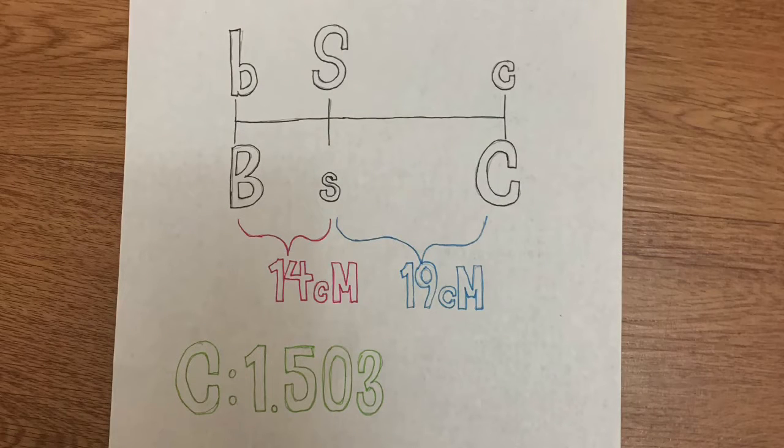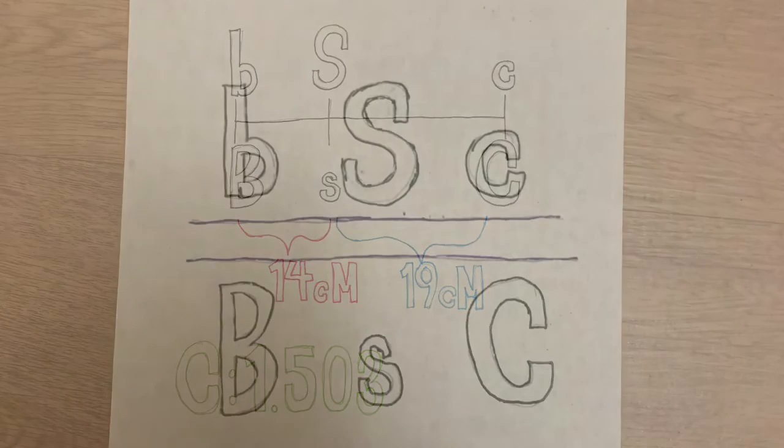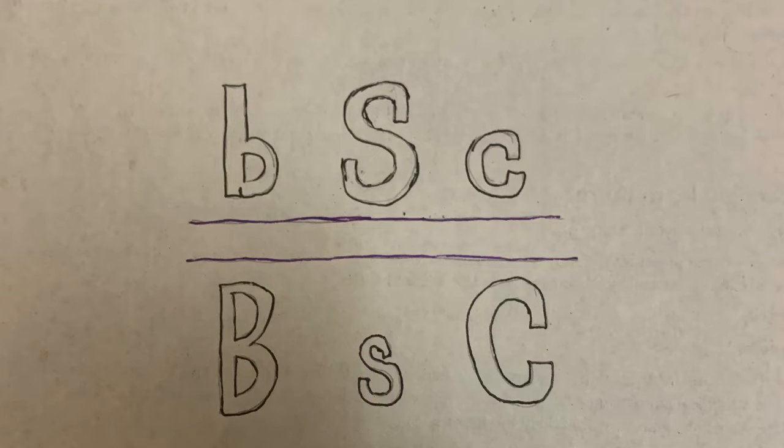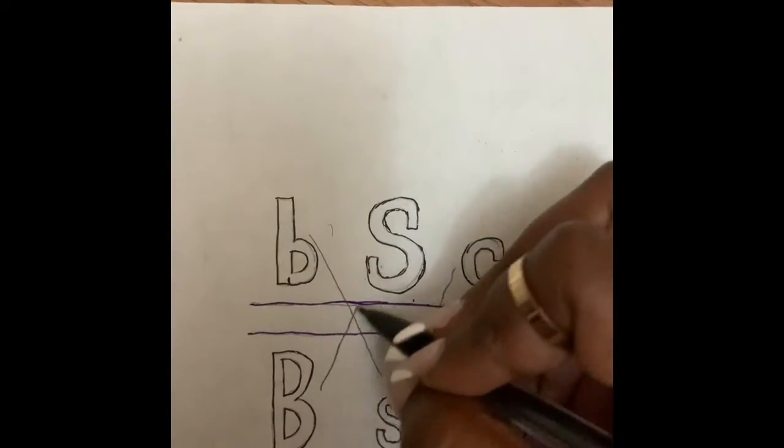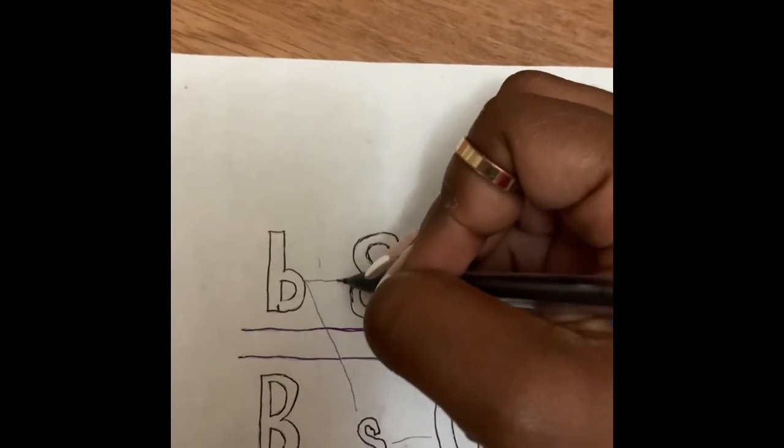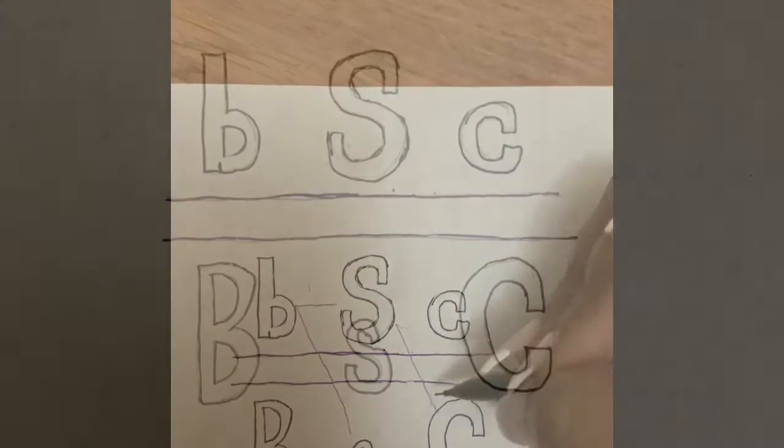Now that we have our heterozygous individual, we know that the distance between B and S is 14 centimorgans and the distance between S and C is 19 centimorgans. Our coefficient of coincidence is 1.503. This individual can produce 8 different gamete types. This can be achieved by having no crossover events or recombination, double crossover events, which is pretty rare, or lastly, single crossover events at positions 1 or 2.